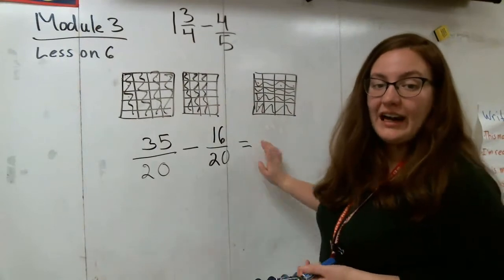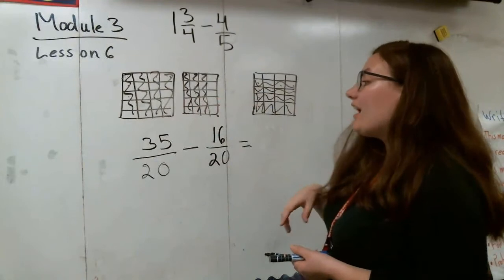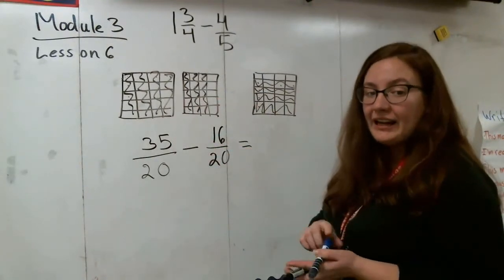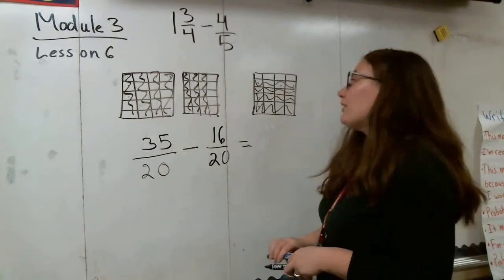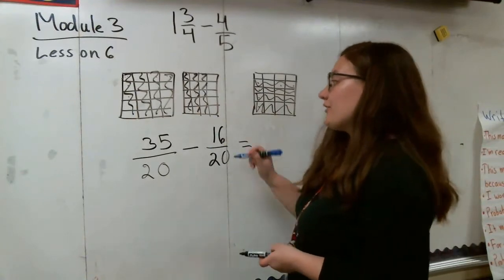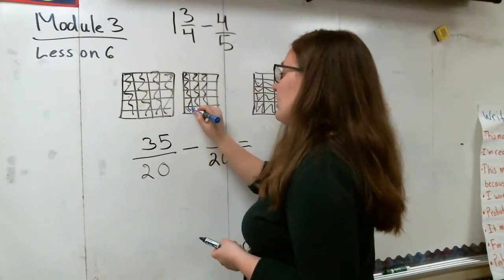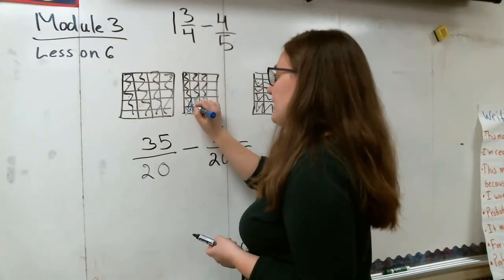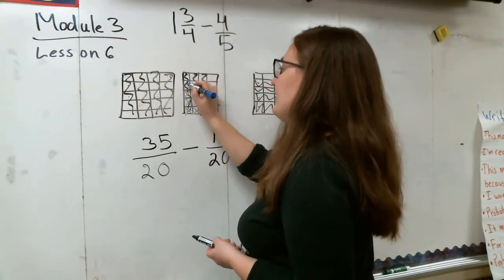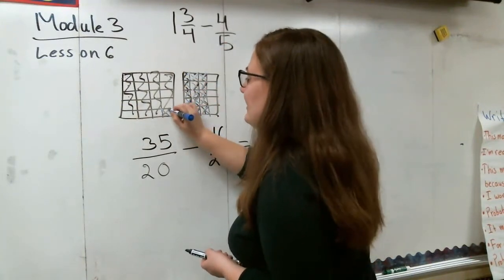Now this is where crossing off your boxes becomes a little bit more important, because you might not be able to do 35 minus 16 in your head, and that's okay. But using the strategy could help you out. So I know that I have 16 boxes I need to cross off. So starting over here, I'm going to cross off 16. So I have 1, 2, 3, 4, 5, 6, 7, 8, 9, 10, 11, 12, 13, 14, 15, and 16.